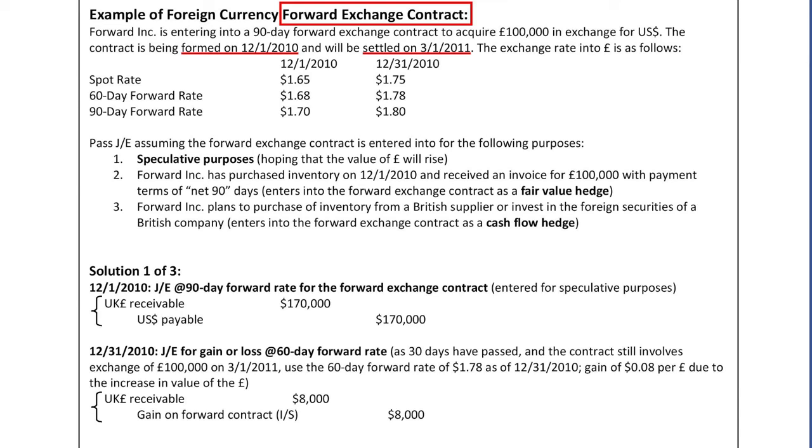We've got the exchange rates for 1st December and 31st December. Now on 1st December, we're going to use the 90-day forward rate. So highlight $1.70 and write 90 days as of 1st December 2010. Now on 31st December, we're going to use a 60-day forward rate. So highlight $1.78 and write 60 days as of 31st December 2010.